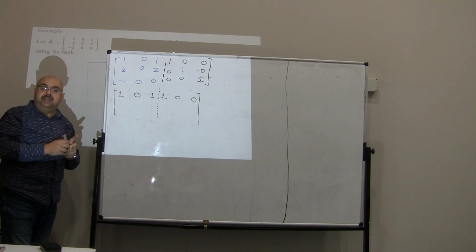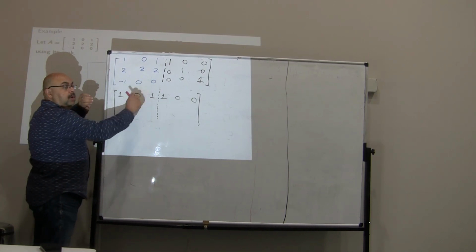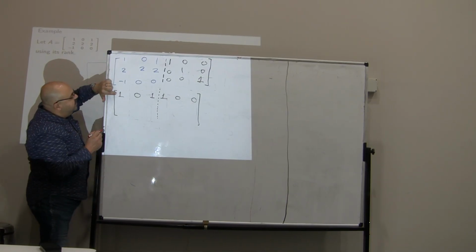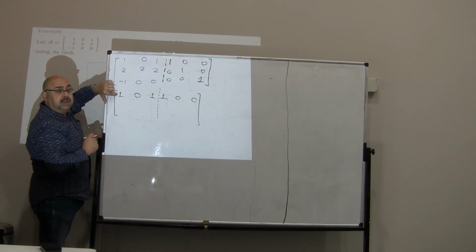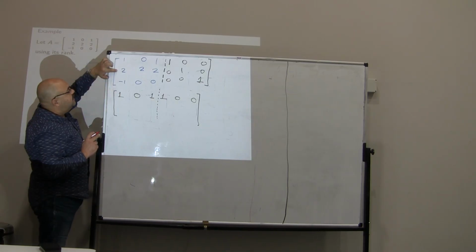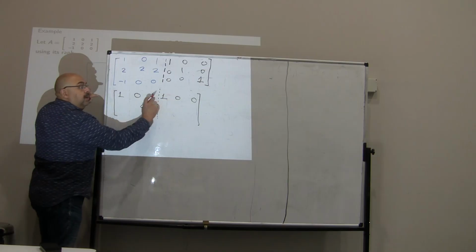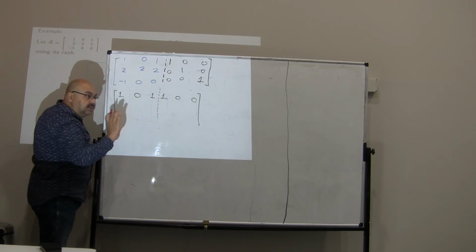Then I will use it to force the rows below to start with zeros. I will multiply by the number that brings a 0 instead of 2 in the new matrix, the same number but with the opposite sign. So I will multiply the first row by negative 2, then add it to the second row. Let's do it together.